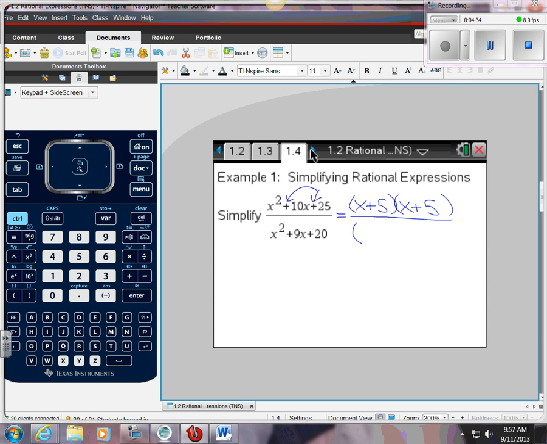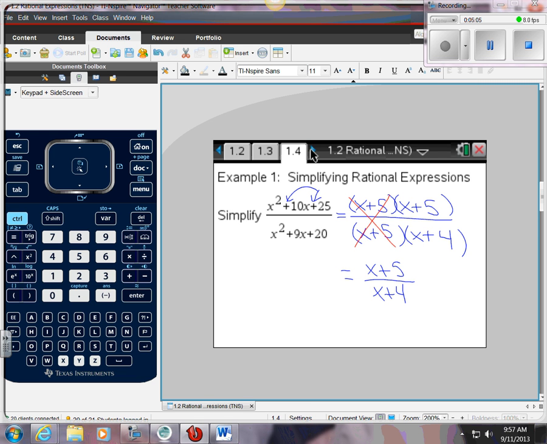Okay, denominator. I know I'm going to start with x and x. Are my signs same or different? And they're both going to be addition. Two numbers that multiply to be 20 and add to be 9. 5 and 4. Great. Okay. What happens? X plus 5 cancel out. And I'm left with, that's it.